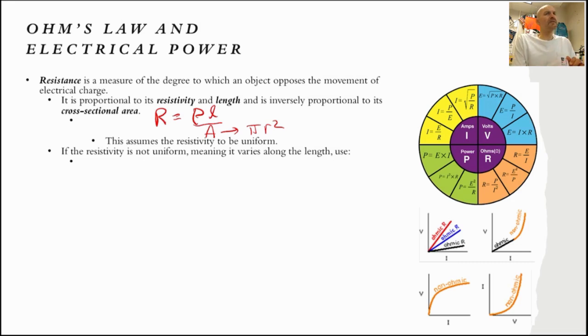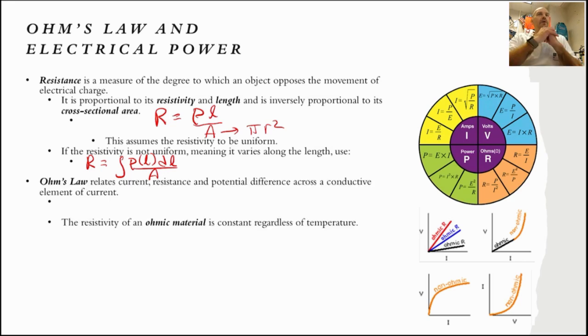But if you run into that random question in which the resistivity is non-uniform, you can simply use calculus, and that just becomes the integral of rho of L, so resistivity as a function of length, dL over A. In fact, in our example problem, we're going to use this equation to solve for the resistivity of a material.